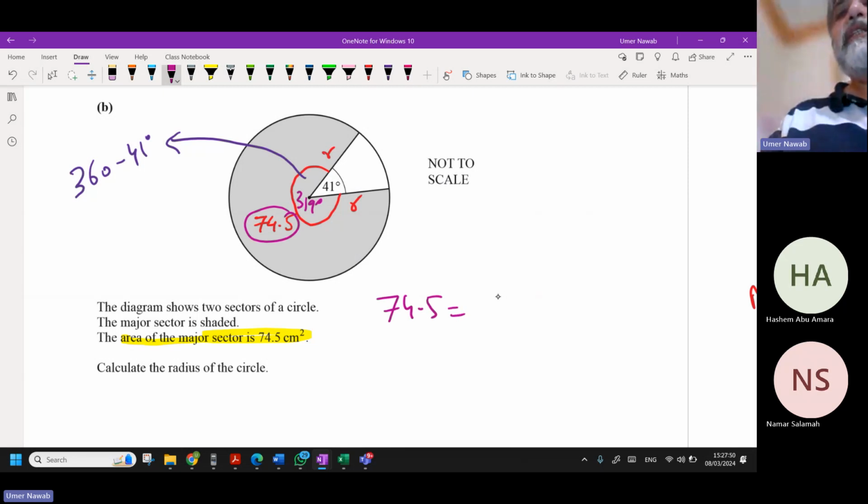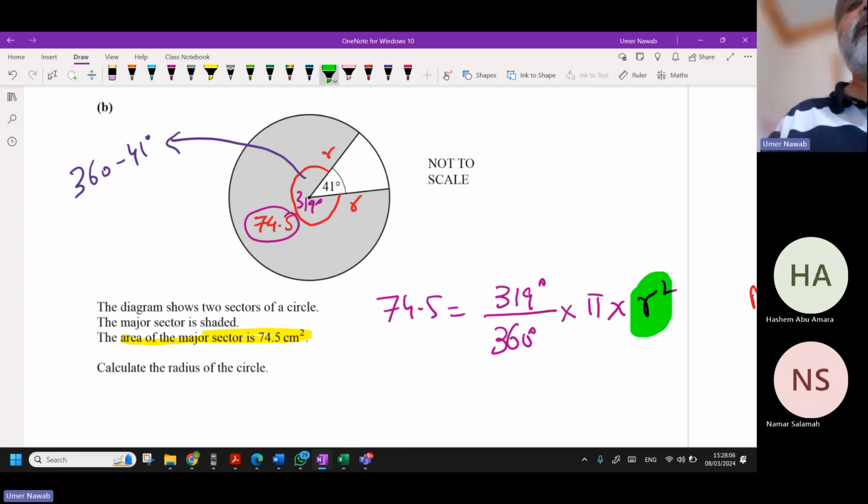74.5. Okay, come on. What is this representing? 319. Am I going to compare it with the area of a circle? Yes. So which angle will you write here? 360 degrees for the area of a circle, pi times radius squared, because Mr. Omar, I don't know the radius.